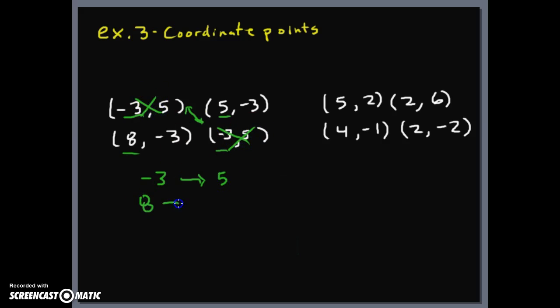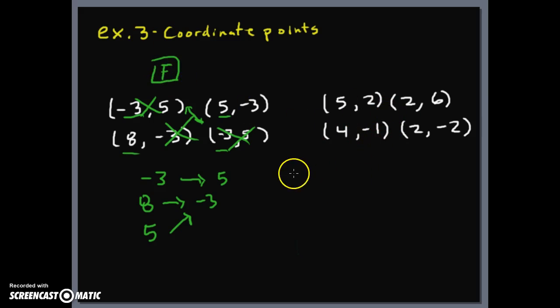We've got 8, which was paired to negative 3. And we've got 5, which was paired to negative 3. So you can see that there's only one arrow for our input pointed at an output, and that's an indication that this is a function. So we can say this is a function.